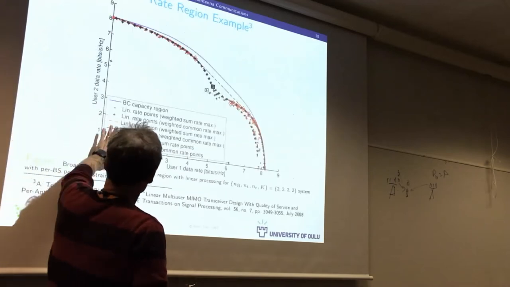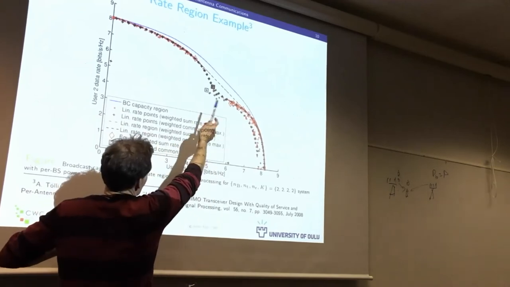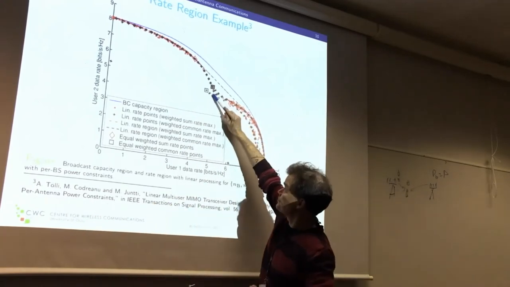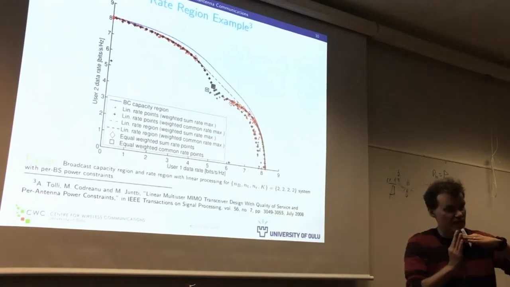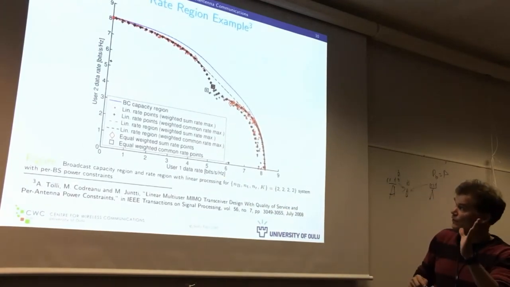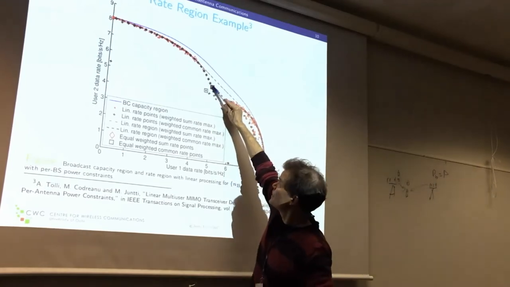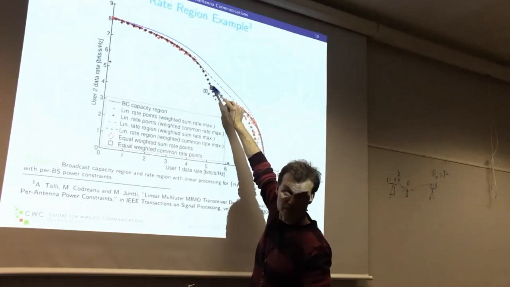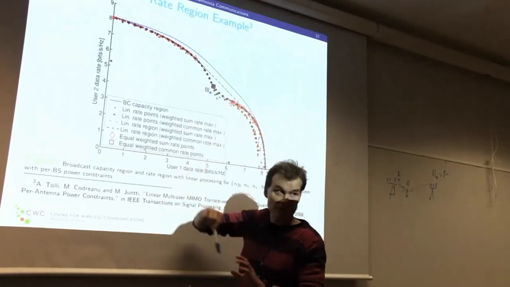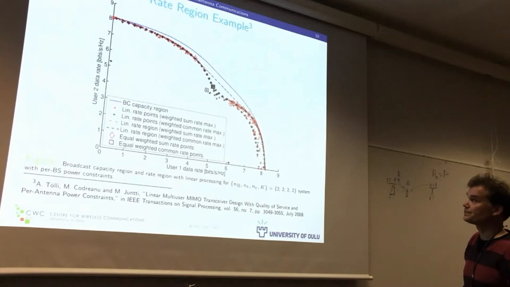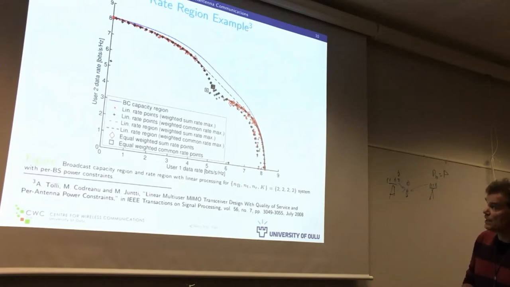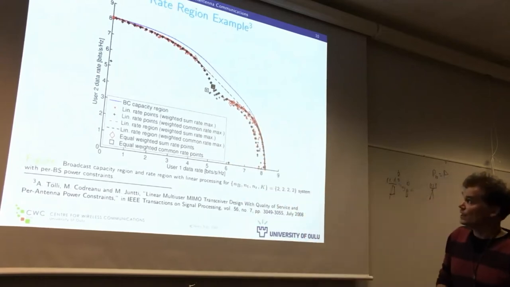Another example, okay, here I compare the sum rate optimal linear design and then the common rate maximization. Common rate meaning that you are basically fixing the weighted ratio of user specific rates. We are trying to find a point where the rates are equal, like here. The rate of user one is equal to the rate of user two. And all these other points correspond to different ratios of user rates, and similarly plot the rate region of the linear processing compared to the rate region of the non-linear processing now with per base station power constraint.